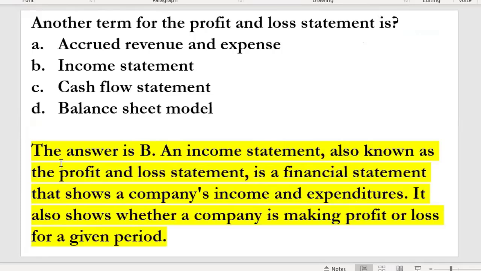All right, so here's a question that says another term for profit and loss statement is the income statement. So that's a synonym. The income statement is also known as profit and loss statement. It's a financial statement and it shows the company's income and expenditure. It shows whether the company is making profit or a loss for a given period of time.